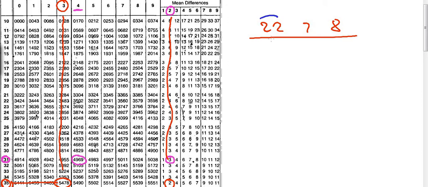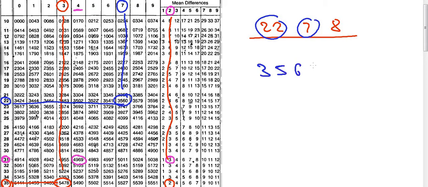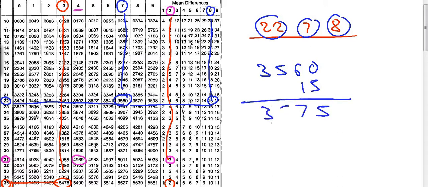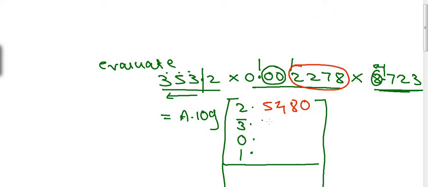Locate 22 in the first column. Now here is 22 in the first column. Locate 7 in the first row. Find their intersection. Now this is their intersection, 3560. And the mean difference corresponding to 8. Now take the mean difference corresponding to 8 for 22. It is 15. So add 15. 56 plus 15 gives 71, so 3575. Write it here.